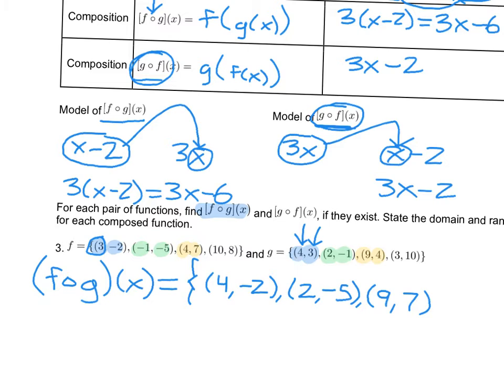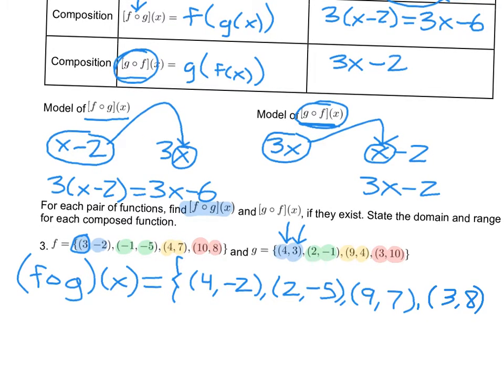Okay, for the last one, start at 3, takes us to 10, teleports us to that 10, and we end up at 8. So the last coordinate would be 3, 8. And close the braces. So that's f composed g of x. They also want the domain and range for each.